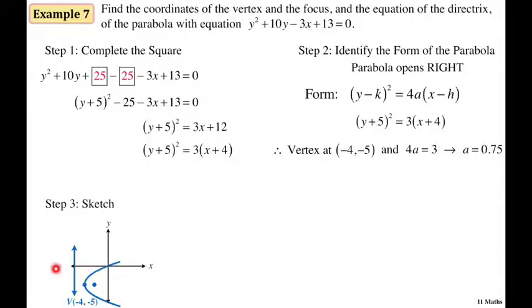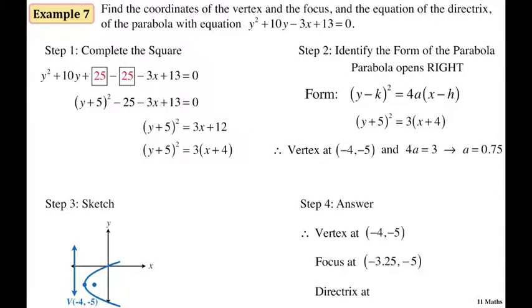Now I'm moving left and right, which is the x direction, so if I look at the x value of my vertex, that's minus 4, so I'm going to move 0.75 units towards the y-axis or to the right, which means I'll be at minus 3.25. So there is minus 3.25 comma minus 5. The y value doesn't change because they're both similar distances below the x-axis in the y direction.